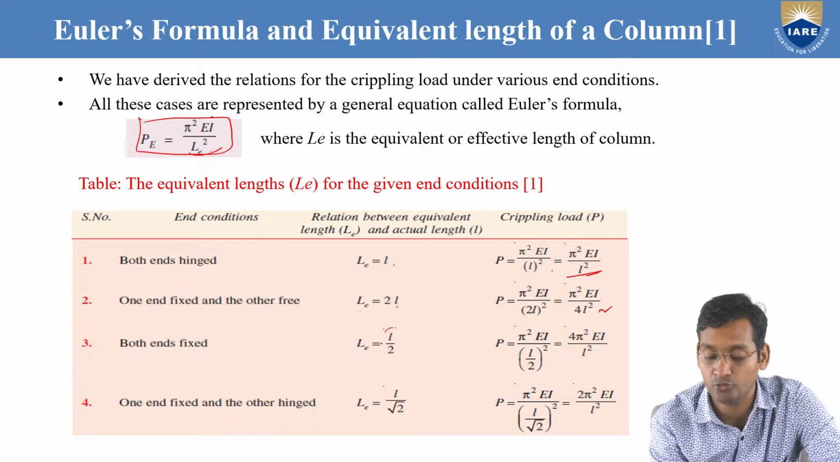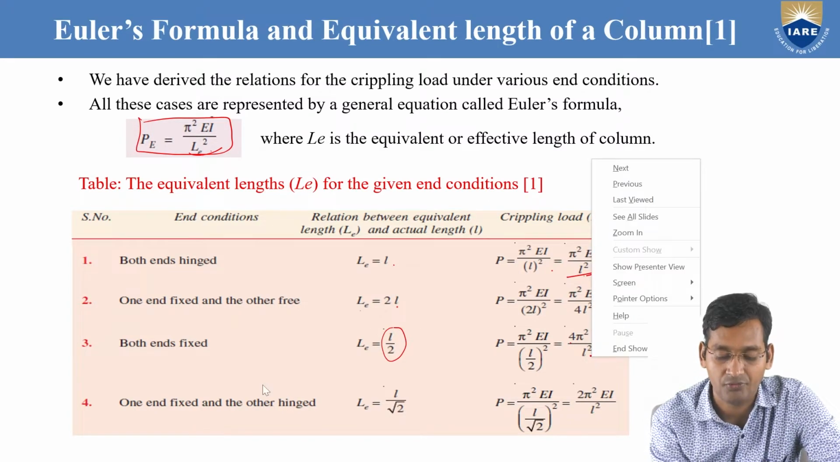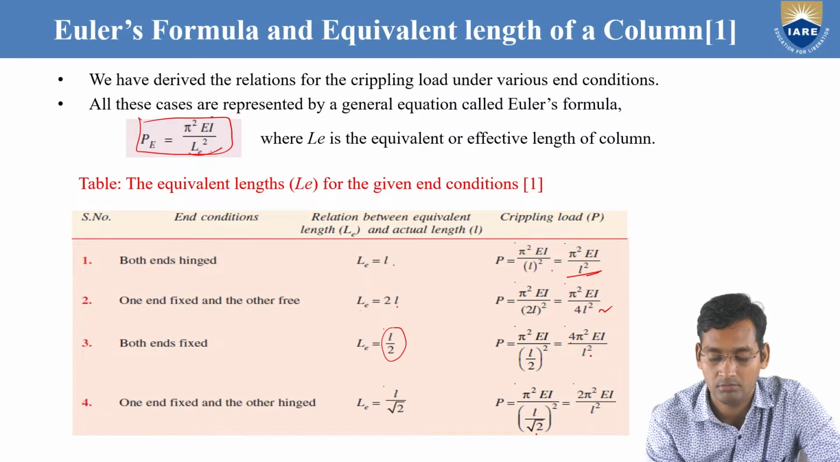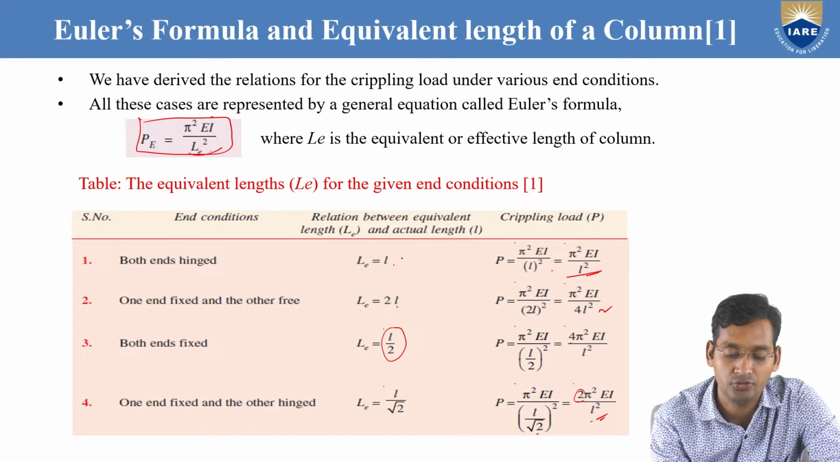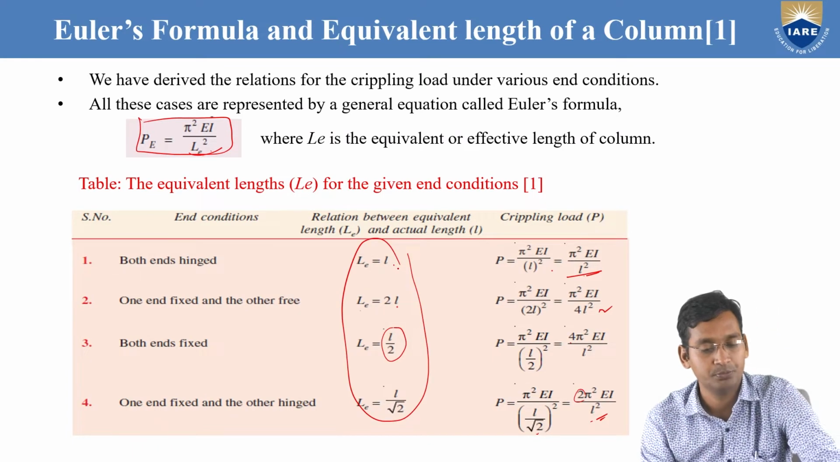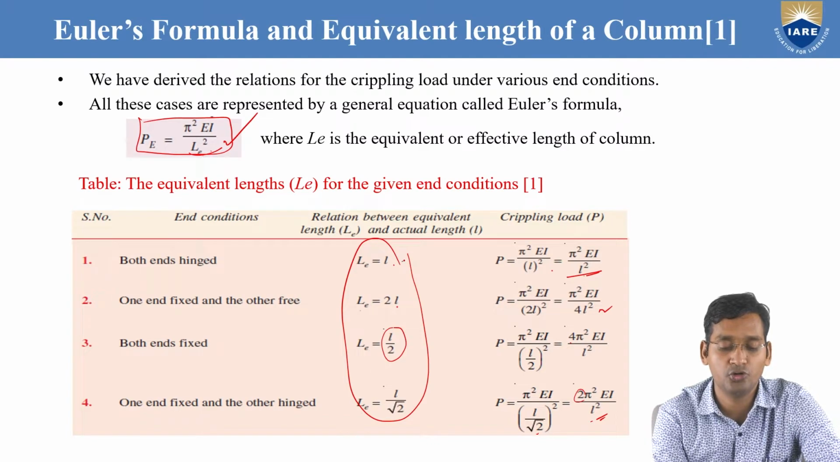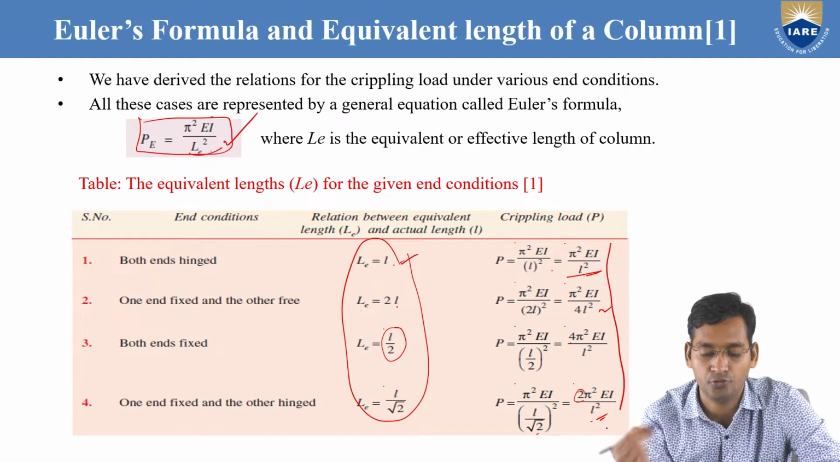Next, already I showed you why L by 2, so now just see L by 2 whole square, that will give 4 pi square EI by L square. And fifth, LE equals L by root 2. Same thing, this we can write as root 2 into root 2, that root 2 will be in the denominator, so L by root 2 whole square. So finally you will get this one. So this is the equivalent length method, by one formula. If you know the equivalent length, then you can find all four formulas.